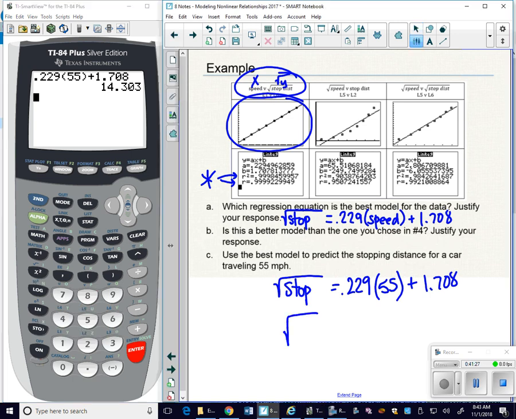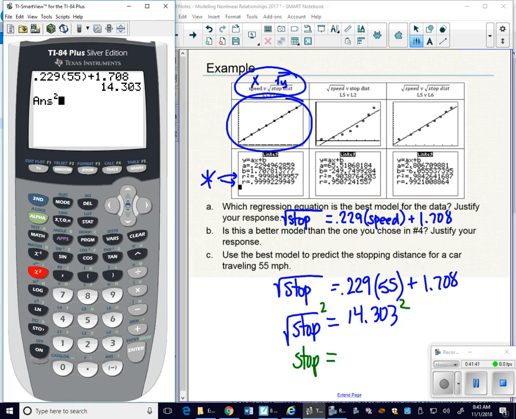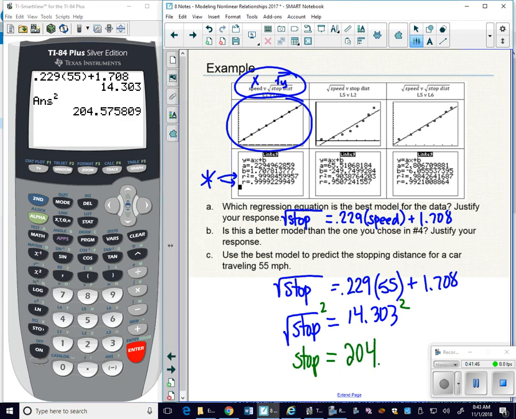Well, remember, that's the square root of the stopping distance. So if I want to find the stopping distance, I need to square both sides. So the stopping distance would be predicted to be 204.576, and that would be in feet. And so that would actually be a more accurate prediction based on this model, because this is actually a better model than the one we had before.